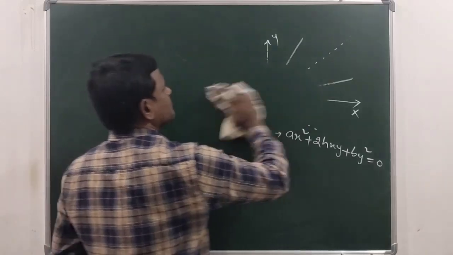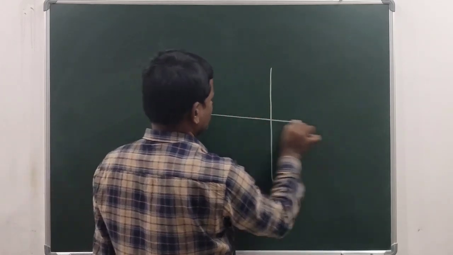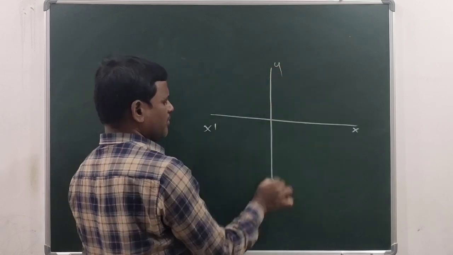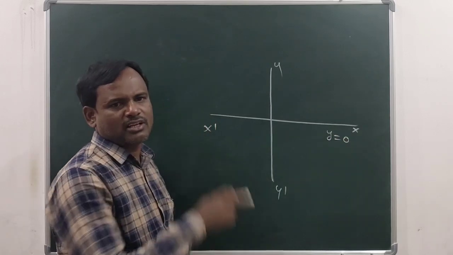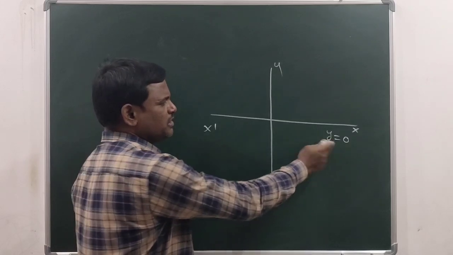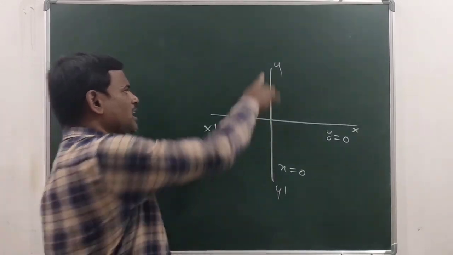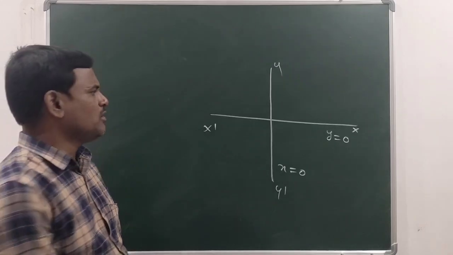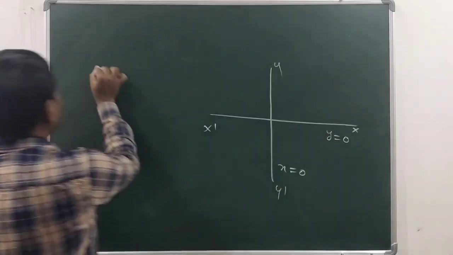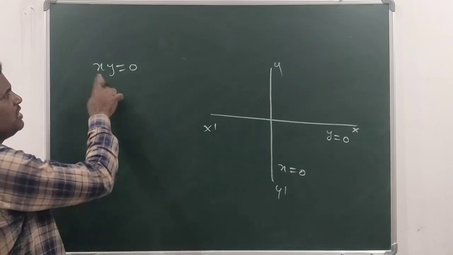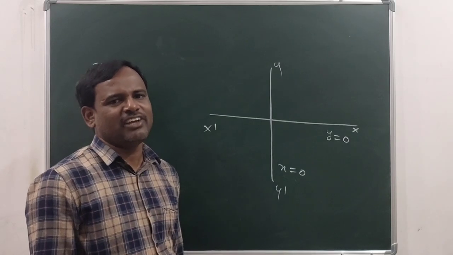Next, students. Now, you know x dash, y dash. What is the equation of the x-axis? y equal to 0, because on the x-axis, the y coordinate of every point is 0. What is the equation of the y-axis? x equal to 0, because the x coordinate of every point lying on this line is 0. Hence, this has x equal to 0, this has y equal to 0. Then whose product is xy equal to 0. So this is the pair of straight lines which represents the equation of the x-axis and y-axis.